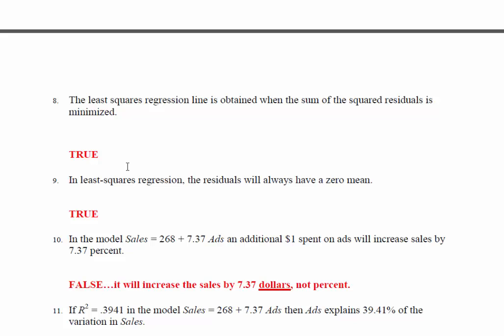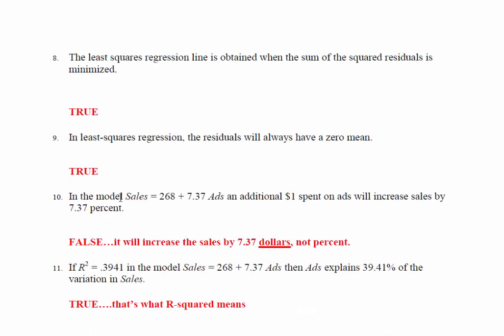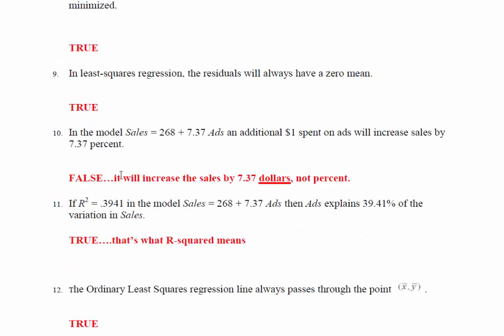The least squares regression line is obtained when the sum of the squared residuals is minimized. Is this true? That's the definition. Number 9. In least squares regression, the residuals will always have a zero mean. That is true also, because the sum of the residuals is 0.